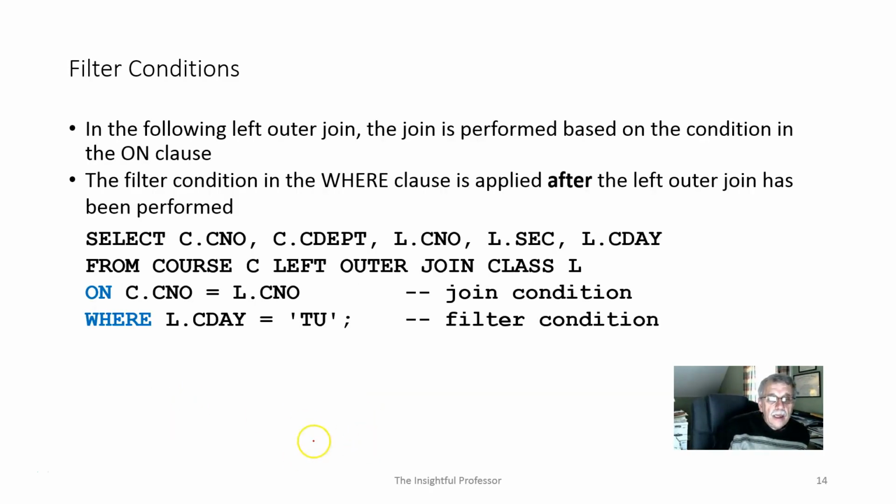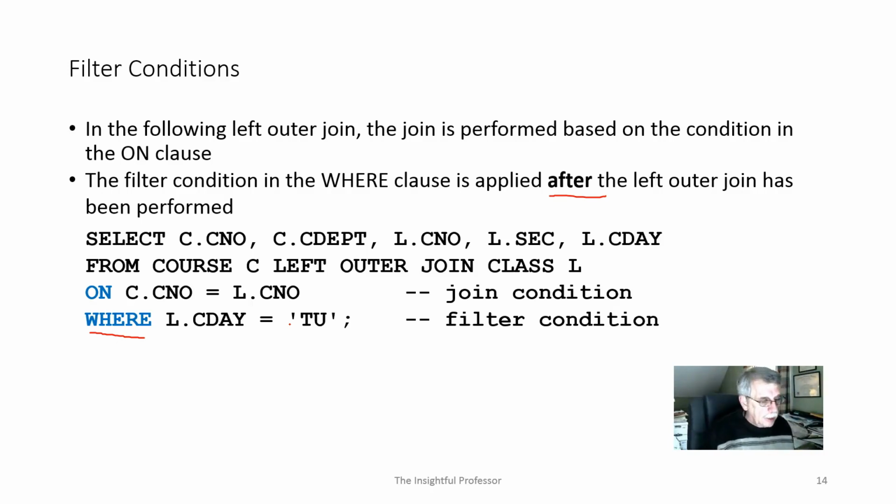On the other hand, if we put that filter for the right table in the where clause, then the filter is applied after we've done the join. So what will happen is we will have done the left outer join of course and class, produce that whole result, and then filter down that result by looking at the CDay being Tuesday. So the filter condition, the timing differs as to when it is evaluated.